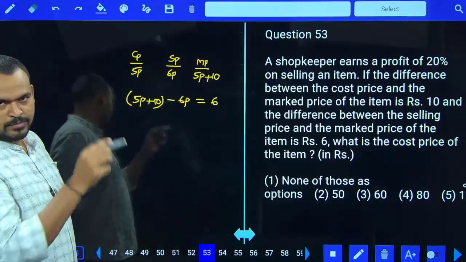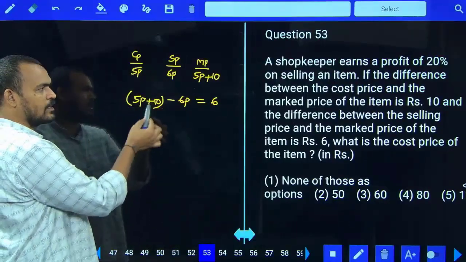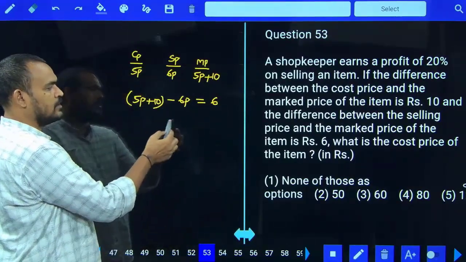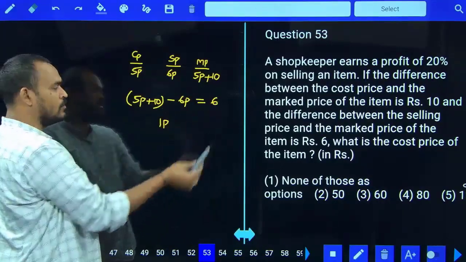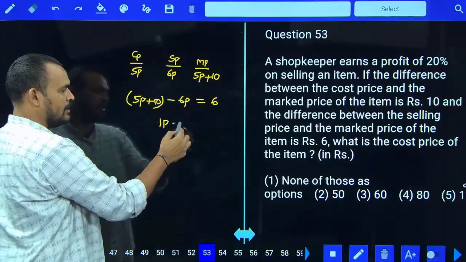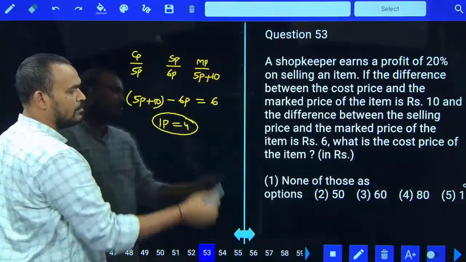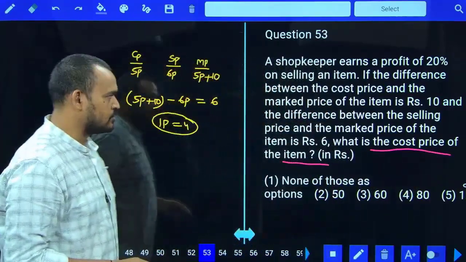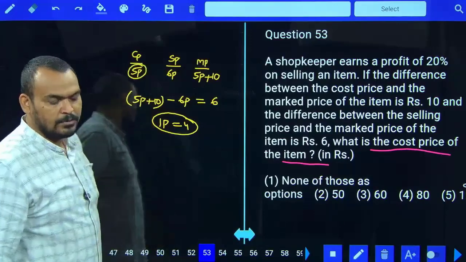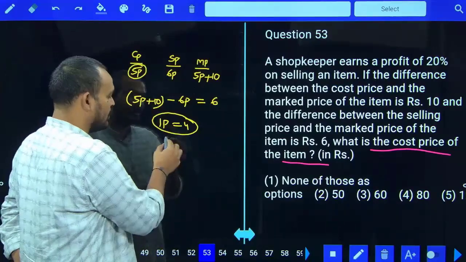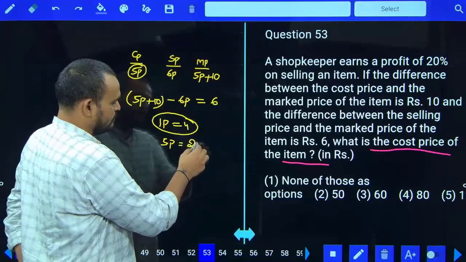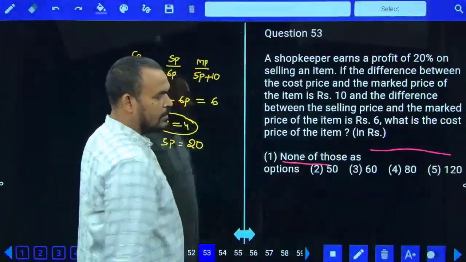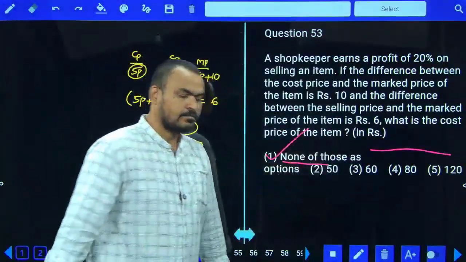6 rupees. Simplify this one. We get the one part. It is market price and it is selling price. These two difference equal to how much? 6. 5 parts and 6 parts difference is 1 part. Negative becomes positive. And here plus 10 and here 6. 10 and 6 difference is 4. Then every 1 part equal to how much? 4. Our question: cost price of the item. We required cost price. Cost price means how many parts? 5 parts. 1 part value? 4. Then 5 parts value? 20. Then answer? None. Which option? First one.